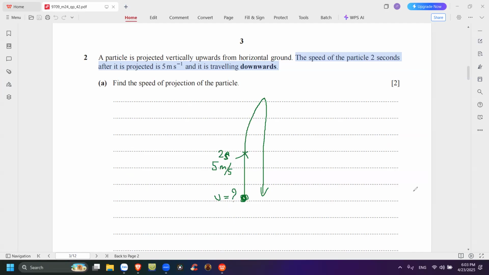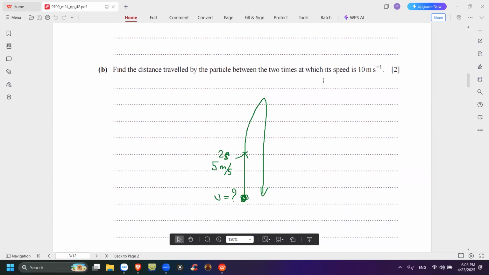And then they ask you to find the distance traveled by the particle between the 2 times at which its speed is 10 meters per second. Tìm cái khoảng cách được đi bởi cái particle này giữa 2 lần mà cái vận tốc của nó là 10 mét trên giây. Interesting. This is a very weird question sometimes. So you have to find u and that velocity should be bigger than 10. Cái u này phải lớn hơn 10 nha.